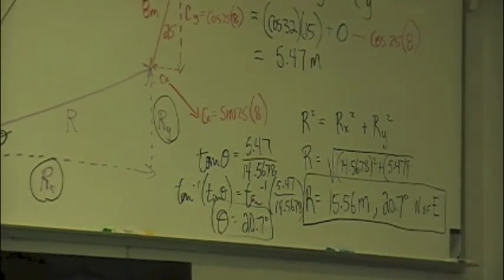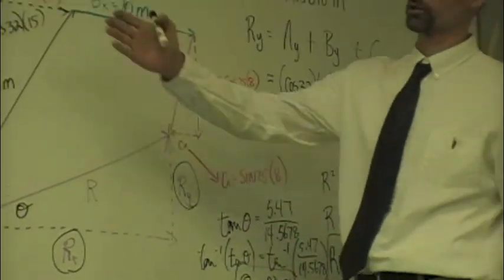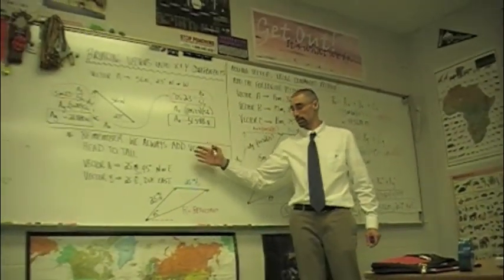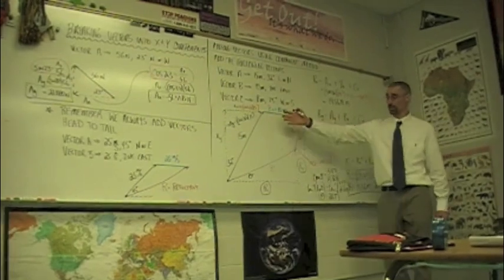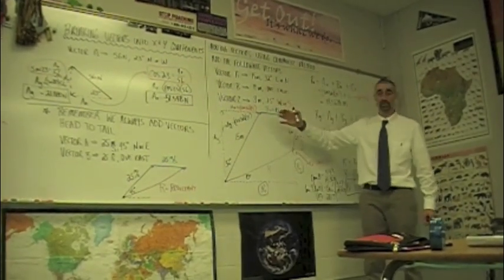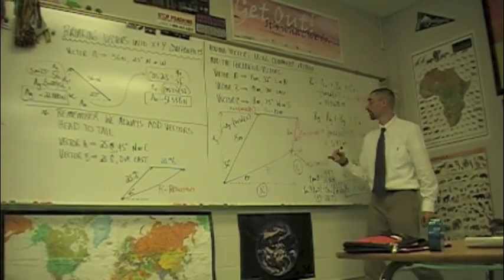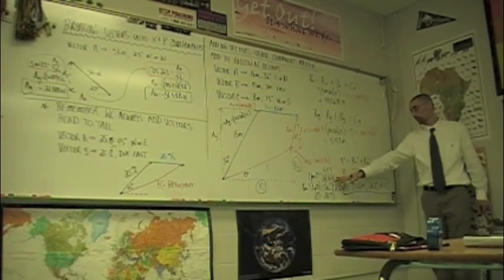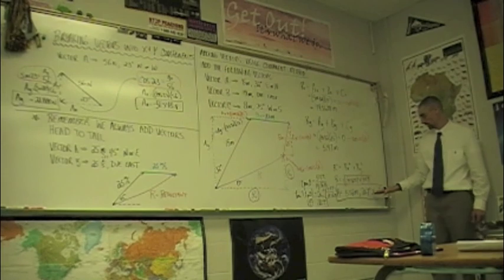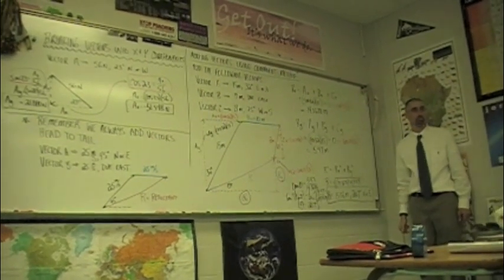Okay? So that sums it up, guys. We learned how to break vectors into their components. We learned how to add vectors head to tail. And then we did a multiple vector addition problem using the components, breaking them down, adding them together to find the resultant, using the trig that we've been working on to ultimately find the direction of the vector as well.